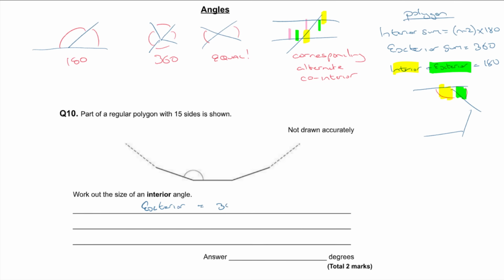Exterior equals 360 divided by the number of sides, which is 15. 360 divided by 15 is 24. And so the interior is going to be 180 minus 24, because they sum to 180 degrees. And that equals 156, doesn't it? So that's 156 degrees.